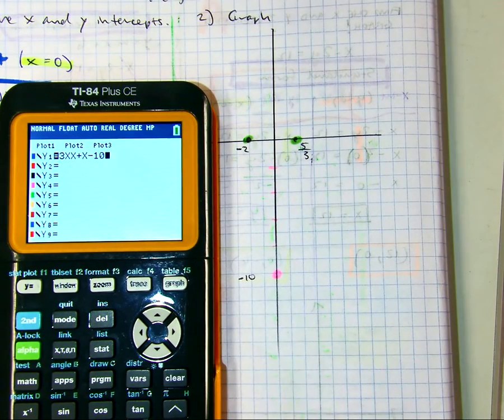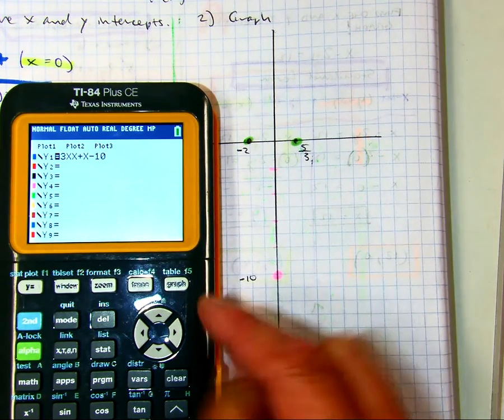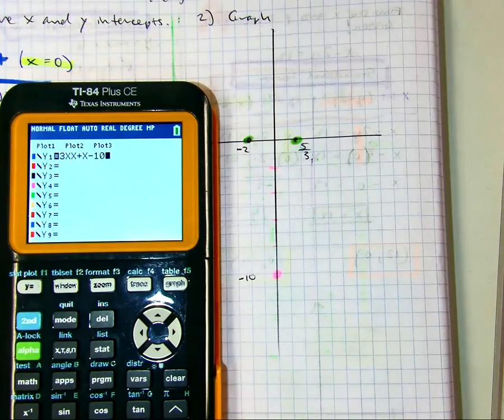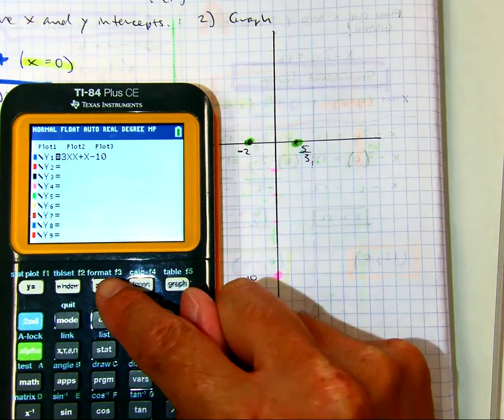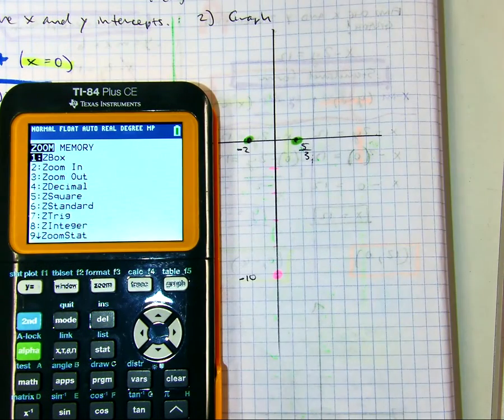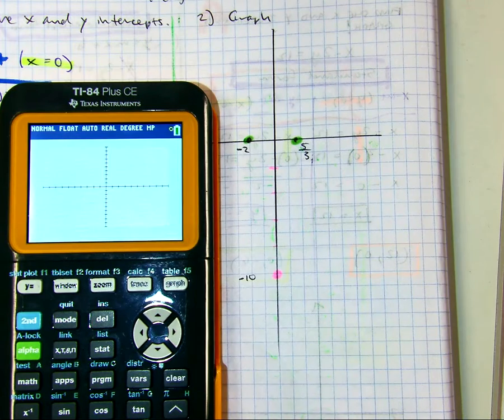Class, how do I graph it now? Okay, the temptation is just press graph. The reason why you don't want to do that is because you might have something where you've kind of moved the graph around. You have to do something else. Zoom. What number? 6. Ta-da!